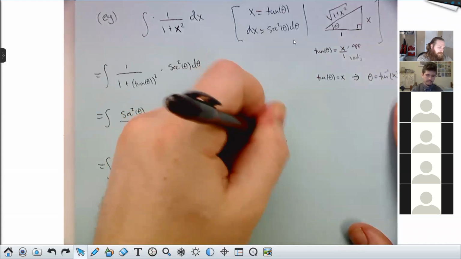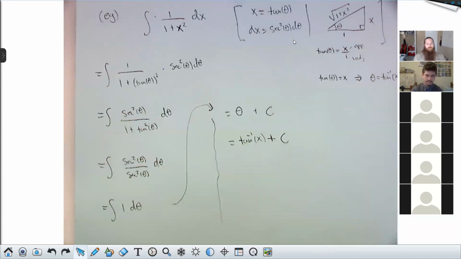And I didn't actually need my triangle for this because I didn't get any trig functions in my answer. I just had theta itself. But if I'd gotten any other trig functions, I would go back to x's using this triangle. So this is another way to get the integral of 1 over 1 plus x squared as arctan.